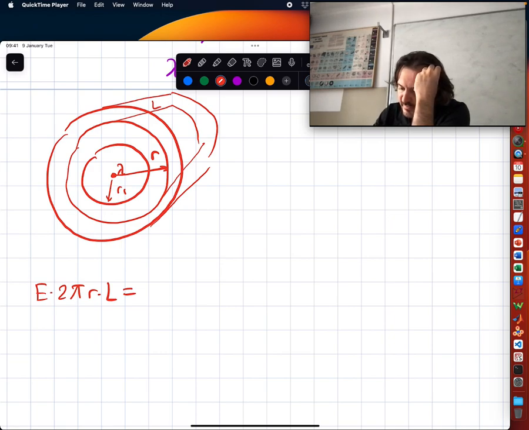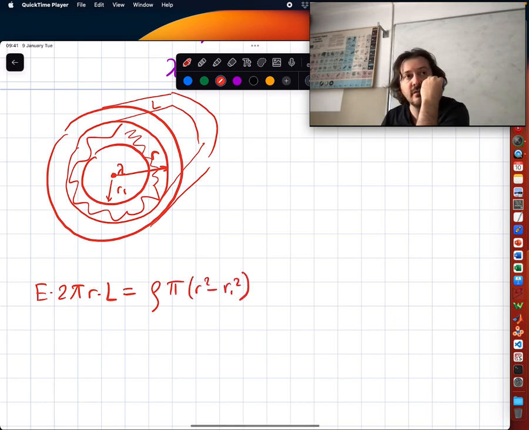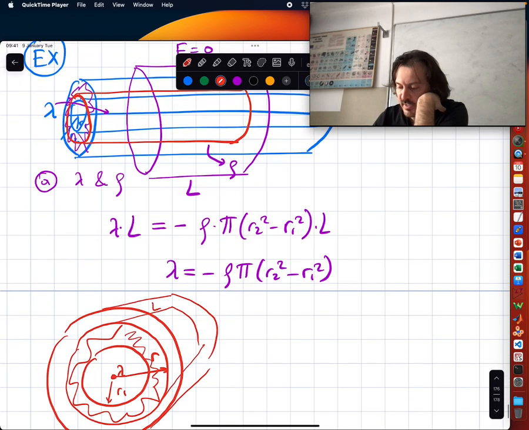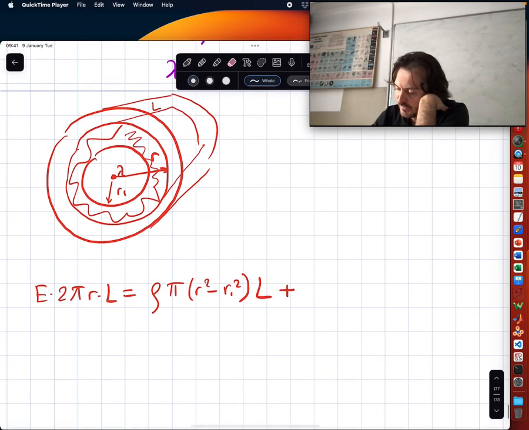So the charge that I have here is rho times pi times r squared minus R1 squared times L. Do you agree with this? But then I also have plus lambda times L, but lambda itself is negative rho pi R2 squared minus R1 squared. So let me just insert it over here. So I have negative of rho.